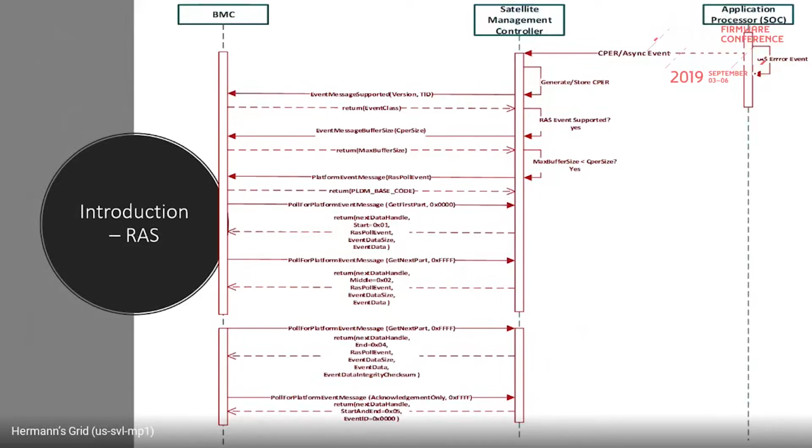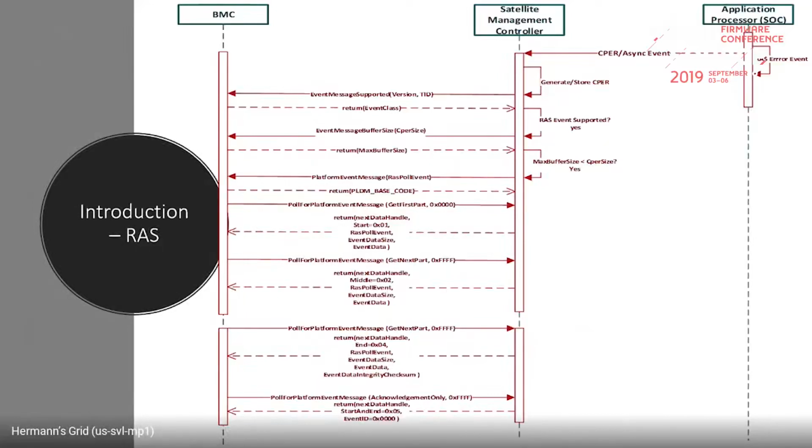Since ARM doesn't manufacture systems, our specification should cater to different system implementations. The satellite management controller, almost all of our partners do have that. So there needs to be a mechanism to transfer CPER error records to the BMC. The CPER error records are huge. It is in the order of kilobytes.